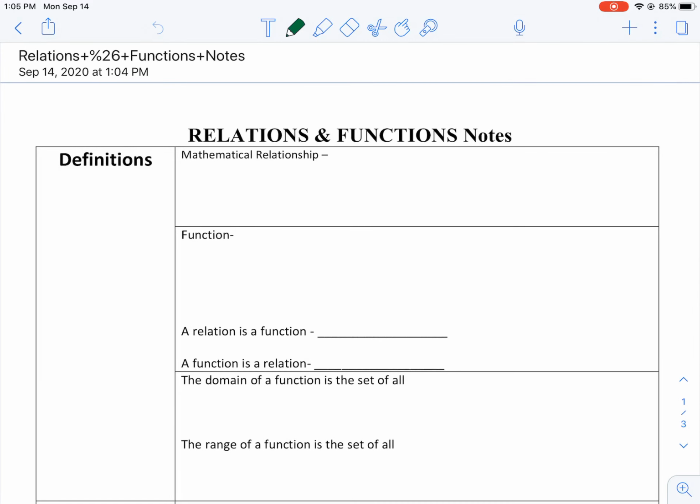Hello, so I'm going to record this video going over relations and functions notes. This is going to be the very first unit, very first lesson of Unit 1.